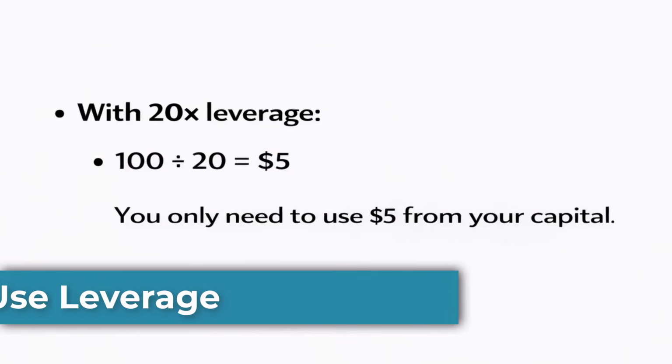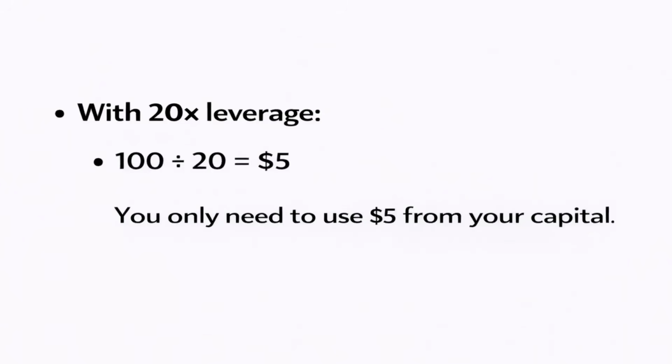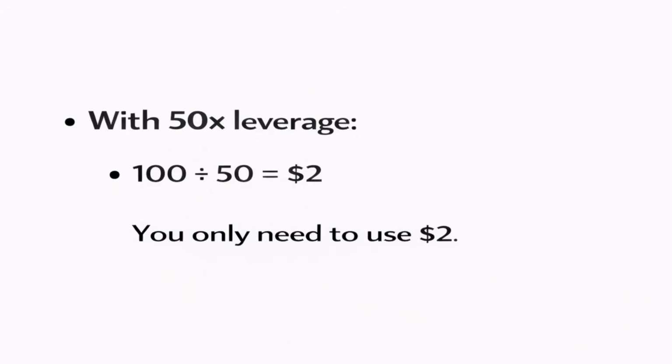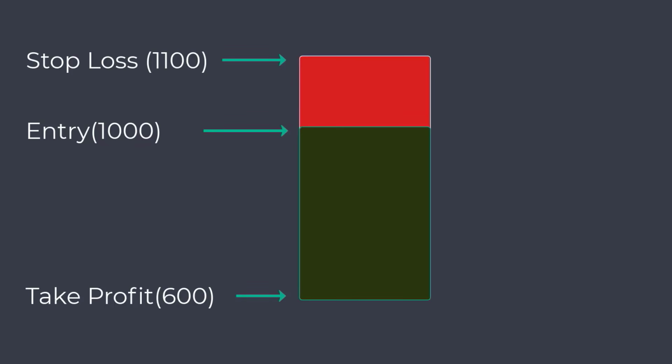Now let's add leverage. If you use 20x leverage, the margin needed becomes 100 divided by 20 equals $5. If you use 50x leverage, the margin needed becomes 100 divided by 50 equals $2. That's how we use leverage. Leverage changes the margin you need, but if your stop loss is set correctly and your position size is calculated correctly, your risk is still controlled.